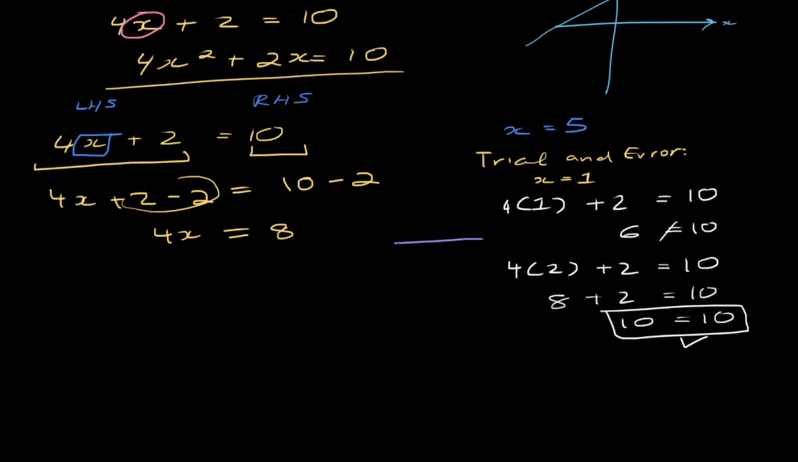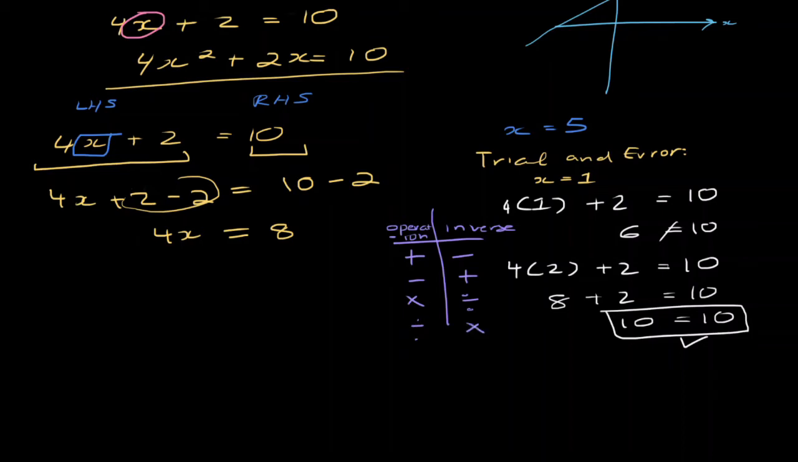I'll draw a little table here of the operation and then the inverse. If you have plus, the inverse is minus. If you have minus, the inverse is plus. If you have multiplication, the inverse is division. If you have division, the inverse is, you probably guessed it, multiplication.